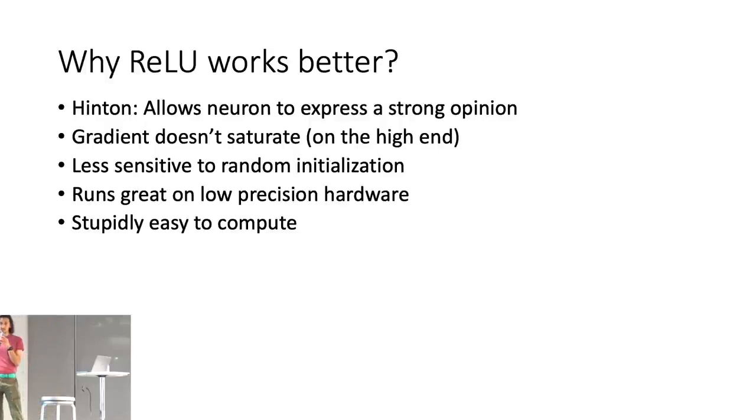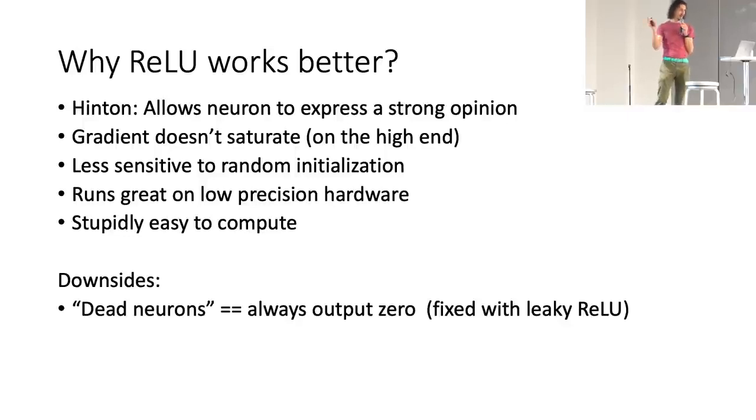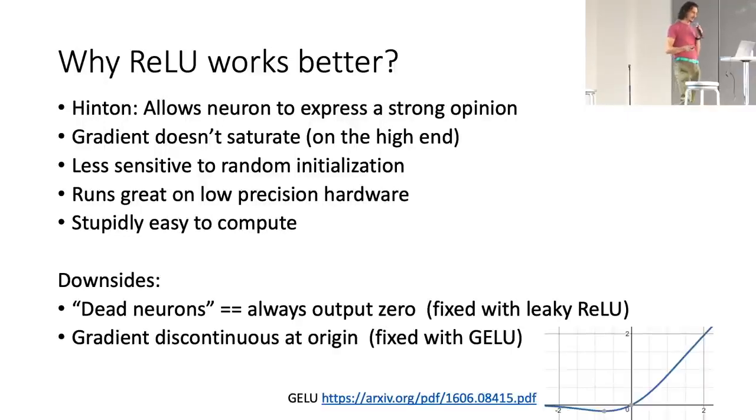It's also stupidly easy to compute the gradient. It's 1 or it's 0, right? You just take that top bit and you're done. So the derivative's ridiculously easy. ReLU has some downsides. It does have those dead neurons on the left side. You can fix that with a leaky ReLU. There's this discontinuity in the gradient at the origin. You can fix that with GELU, which BERT uses.